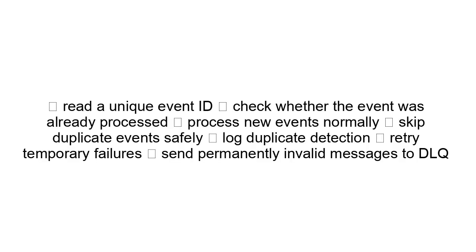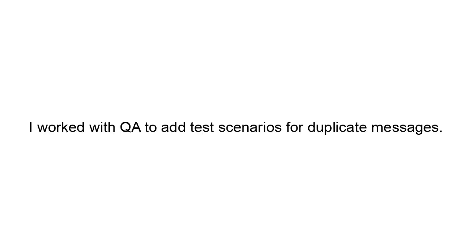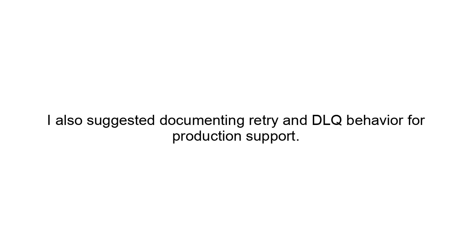The consumer would read a unique event ID, check whether the event was already processed, process new events normally, skip duplicate events safely, log duplicate detection, retry temporary failures, send permanently invalid messages to DLQ. I worked with QA to add test scenarios for duplicate messages. I also suggested documenting retry and DLQ behavior for production support.